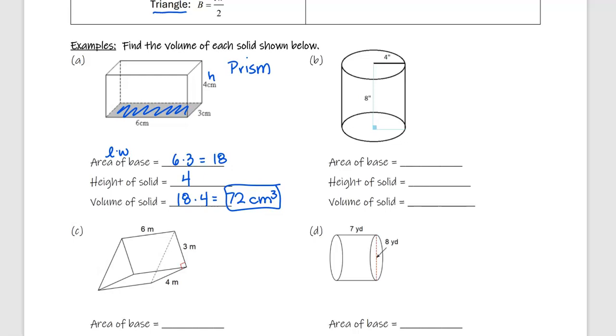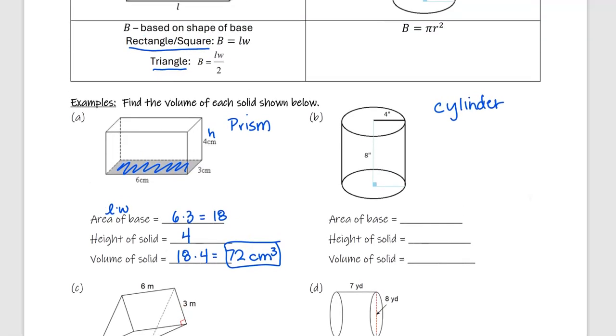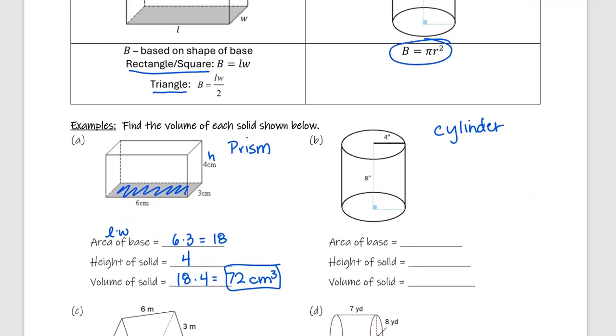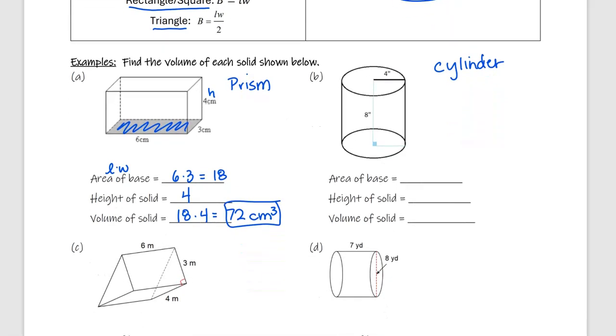And this is a prism, so that's why we're using our prism formula. So for this next one, this one is a cylinder. So we're going to use our cylinder formula for the base there of pi r squared. Since the radius up here is 4, it's going to be pi times 4 squared. So we're going to go ahead and type that into our calculator, hitting the pi button, times 4, and then our power of 2, and then enter to get 50.3. And then our height is right here, 8.